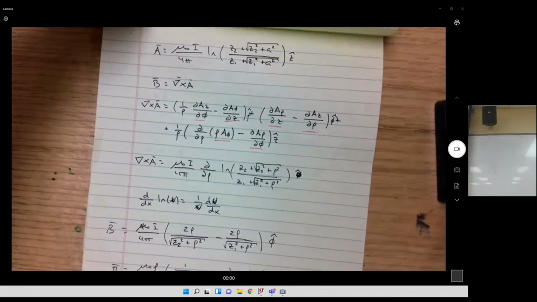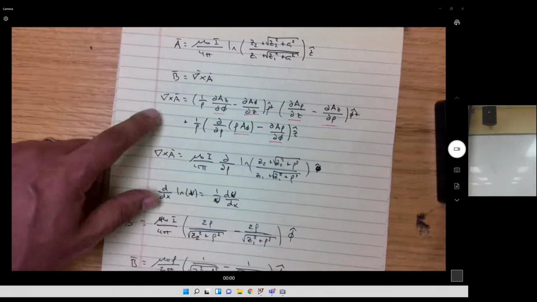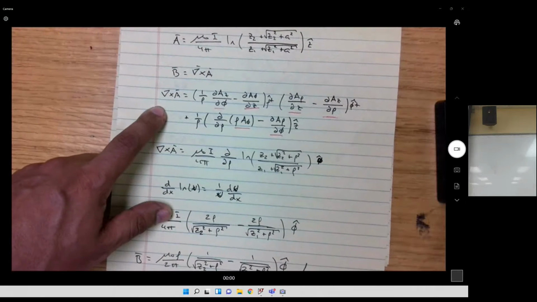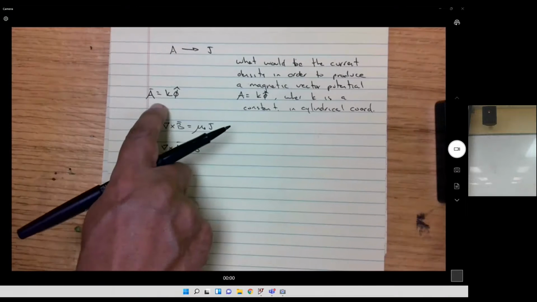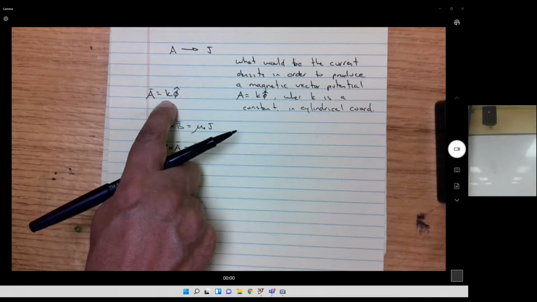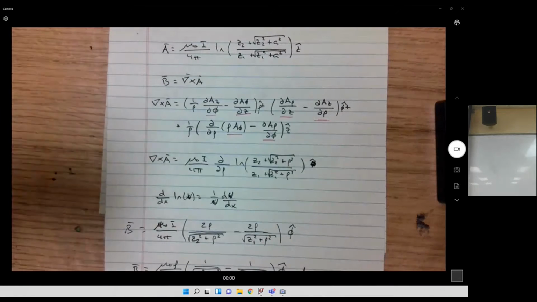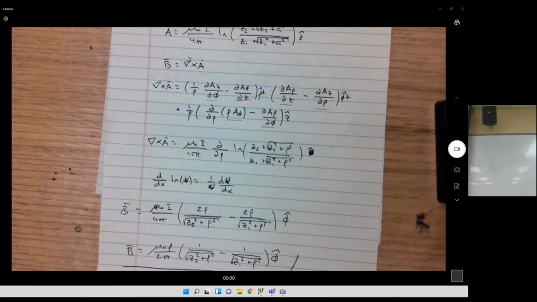So I'm going to be working with cylindrical coordinates. So this will be the curve. Okay, so look at this value of A that I have, K phi, and then just calculate the curl of A.